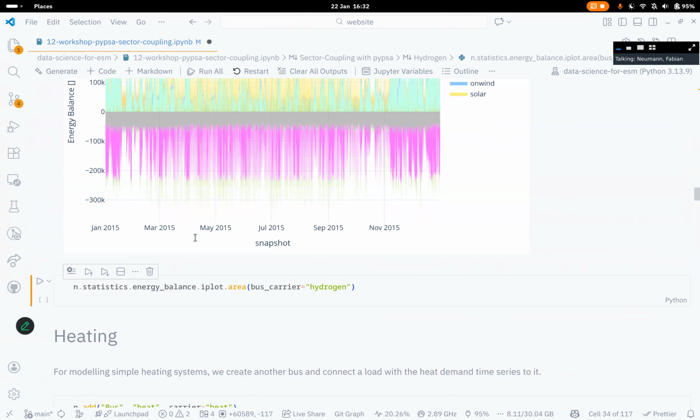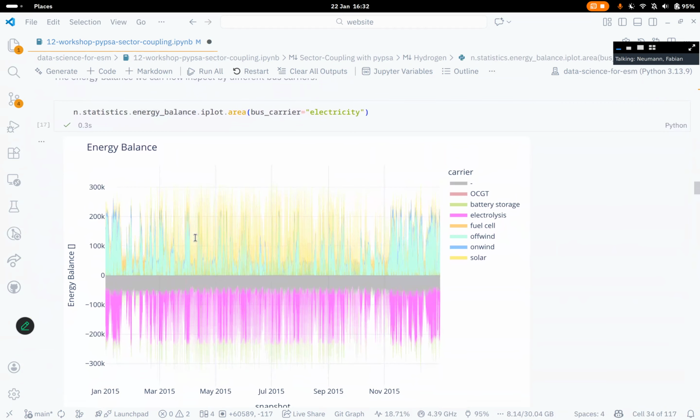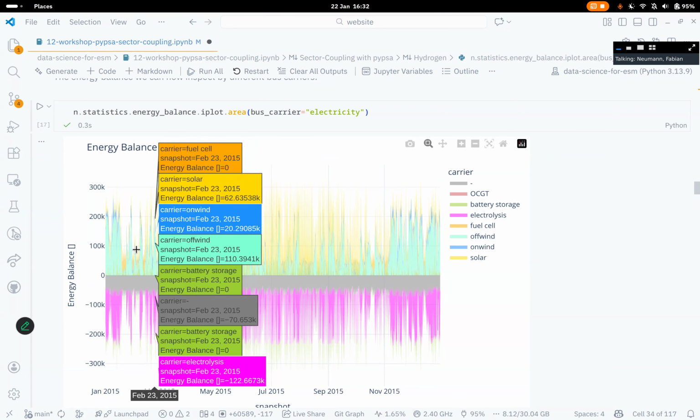Previously, we looked at this energy balance when we only had the electricity system, and that you can still do. You maybe just define what bus carriers you want to look at. So this will give you an energy balance of just the electricity side, all the buses that have the carrier electricity, which in our case is just one, and you can see then in what periods you have a lot of wind, when the electrolyzers run, when the batteries in green run, and so on.